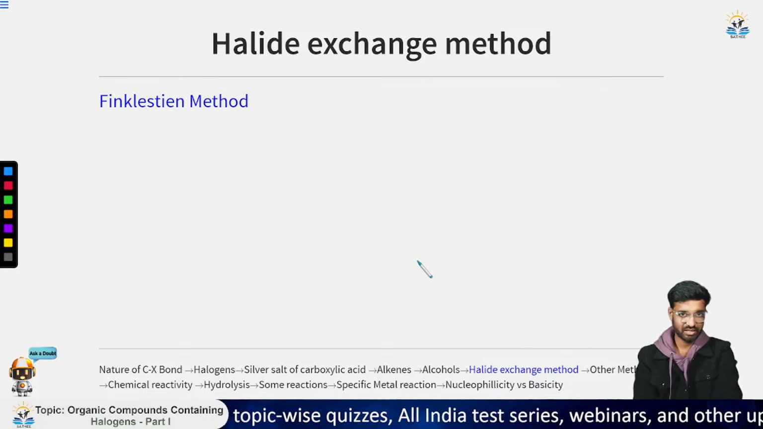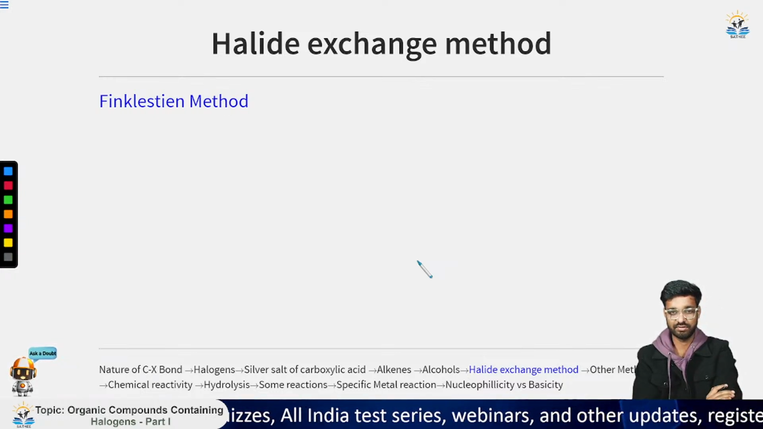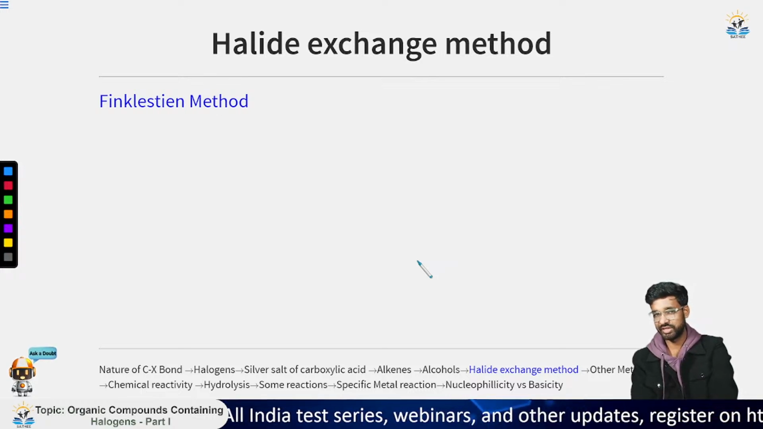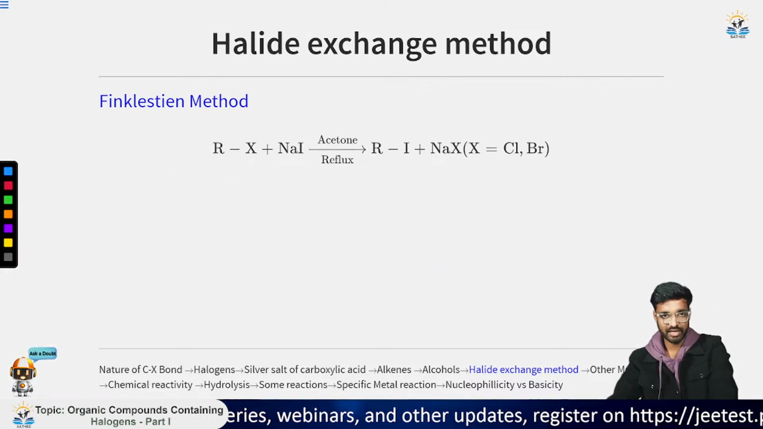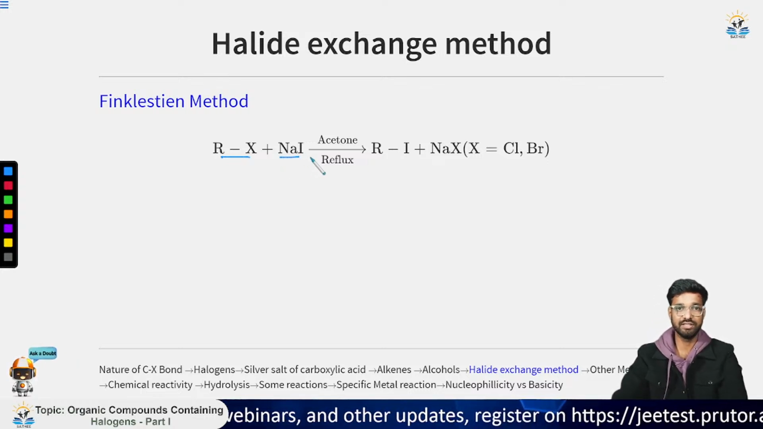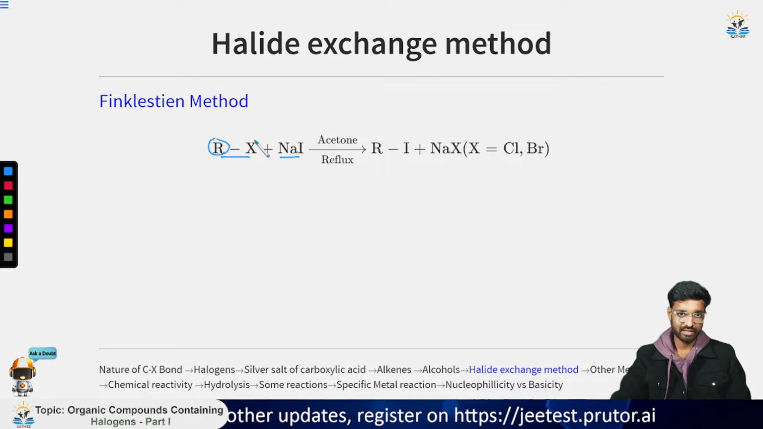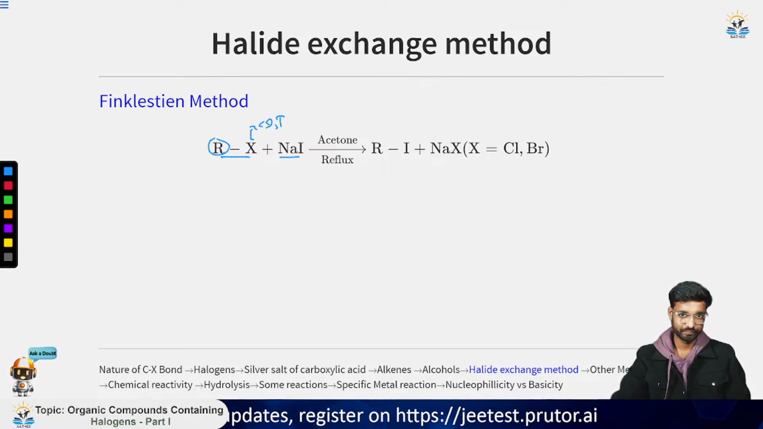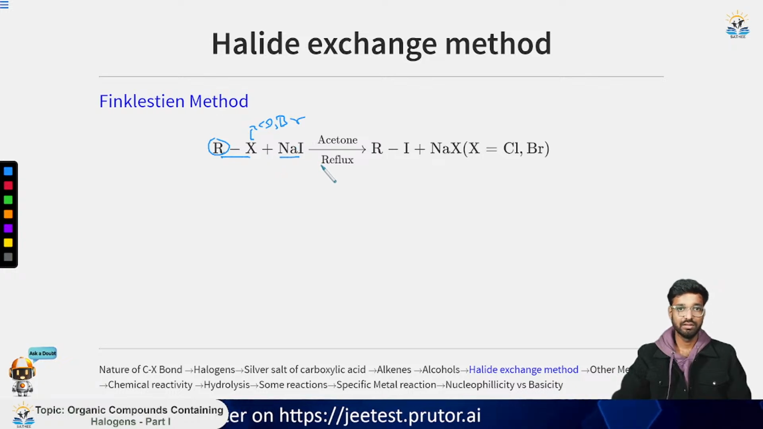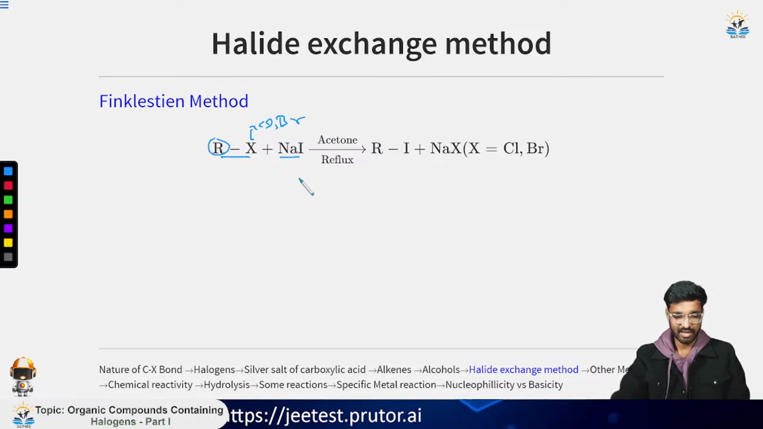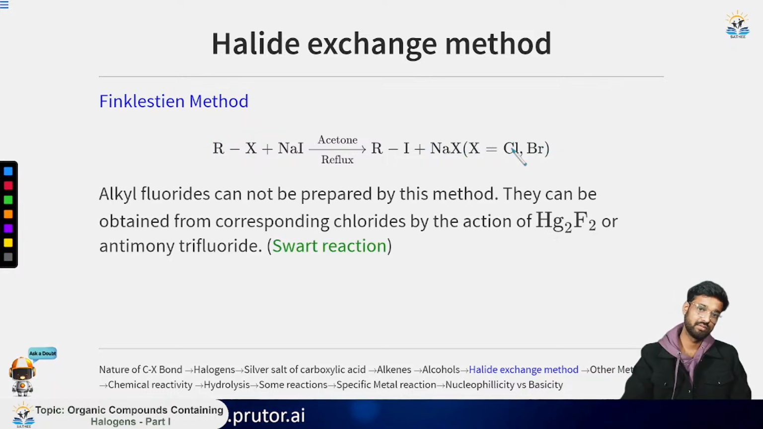Now we have seen in every reaction that fluorine is not formed in most of the reactions. So we will suggest some methods which give us fluorine and iodine both. This is the Finkelstein reaction. We are using RX and NaI, so we are doing a halogen exchange here. This is NaI, and R–X has X as Cl or Br. If you react this, you will get RI, that is alkyl iodide, plus NaX, where X is Cl or Br.